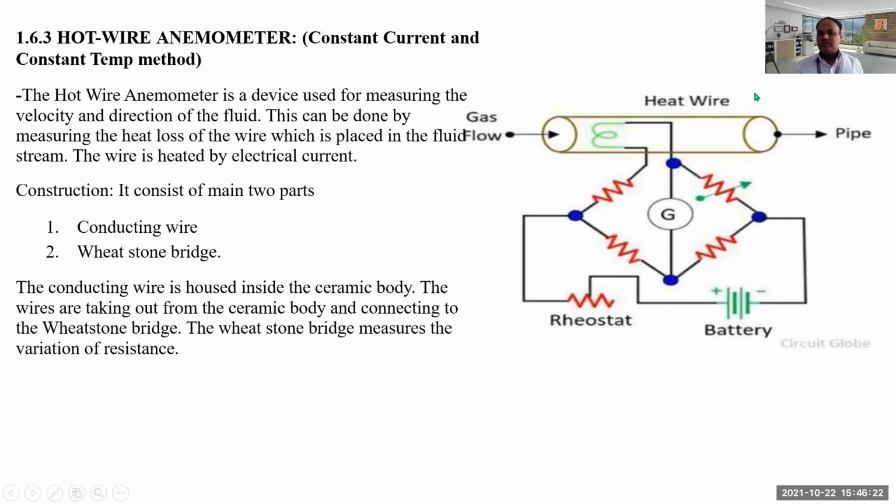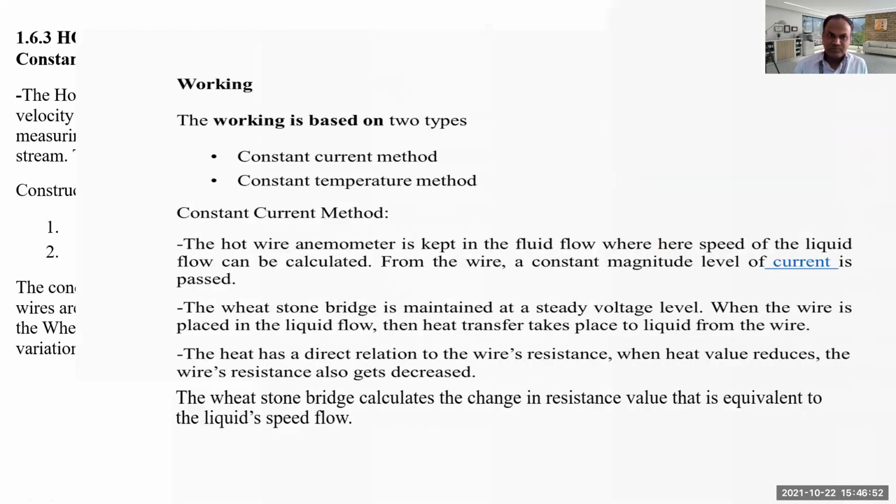Now you know that if the gas is flowing from one direction to another, the gas will cool this particular coil, and due to that cooling effect, there will be a change or difference in the Wheatstone bridge resistance. That resistance can be calculated with the help of a rheostat and battery, and that we are going to measure. So that is the construction and working principle of the hot wire anemometer.